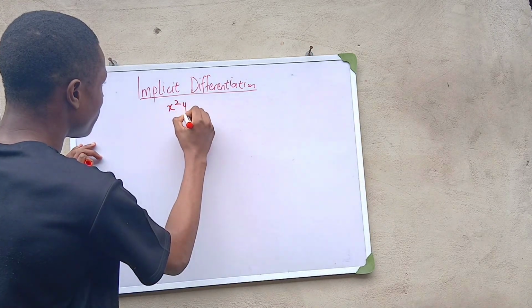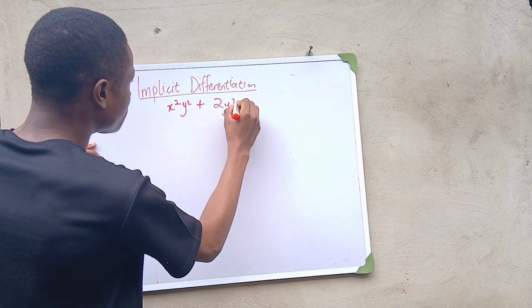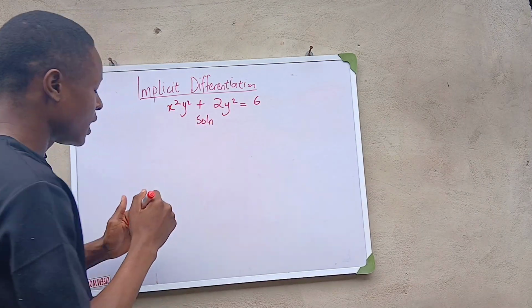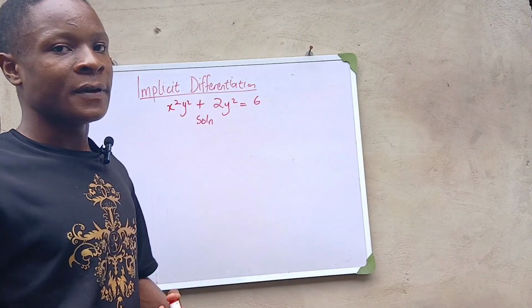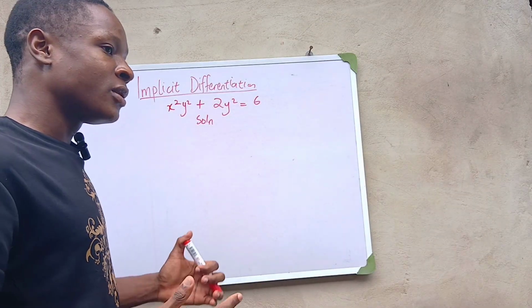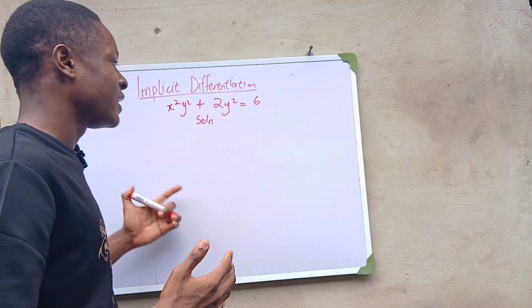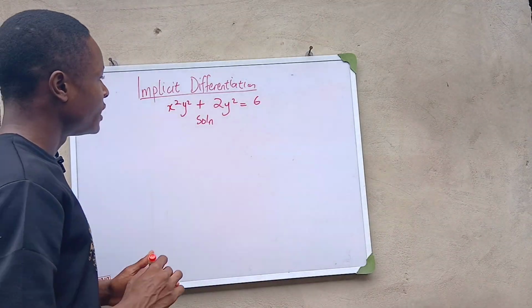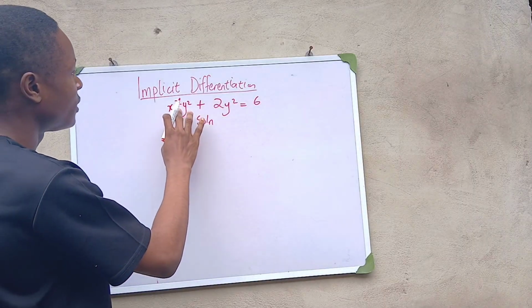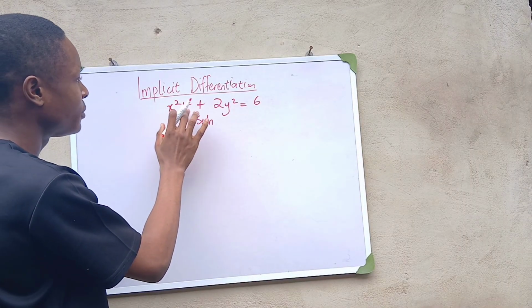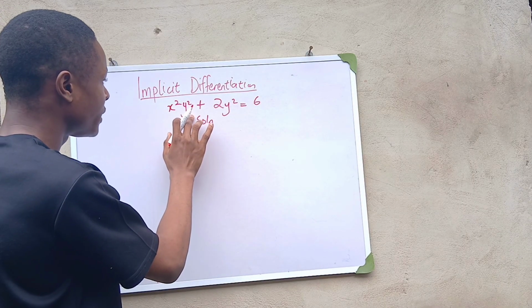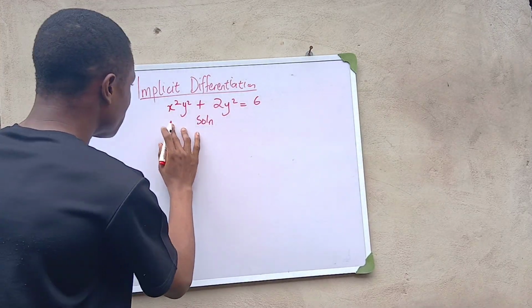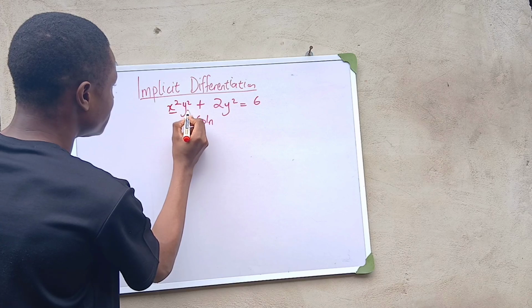Next, x squared y squared plus 2y squared equal to 6. And we are meant to differentiate this. So normally we are going to use implicit differentiation since we are differentiating an implicit function. So looking at this, this is a product of x squared and y squared. So what comes to our mind? We use the product rule.